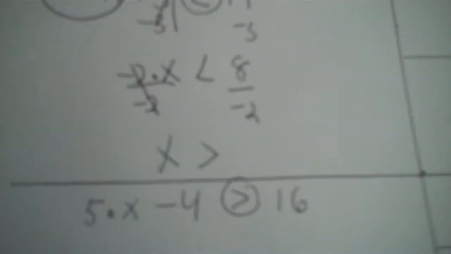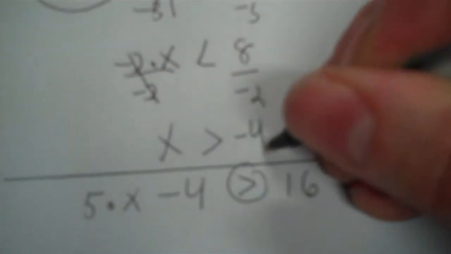So 11 minus 3 is 8, and then I have negative 2 times x. Then I need to divide by negative 2, and I'll need to switch the sign when I do that. So remember, we're switching the sign. And then we have x, and then I take 8 divided by negative 2. That's negative 4. Okay, so the number is negative 4.